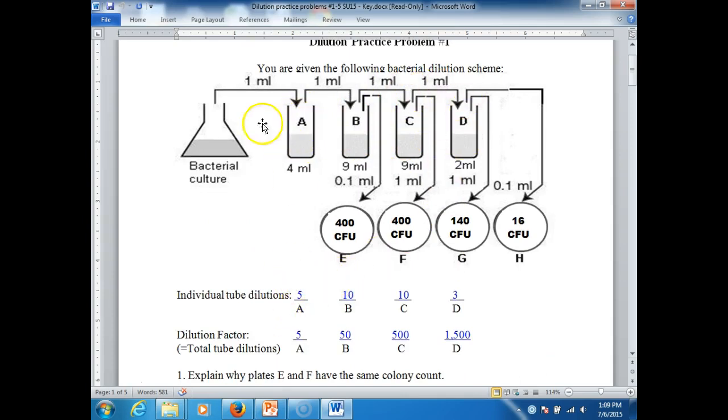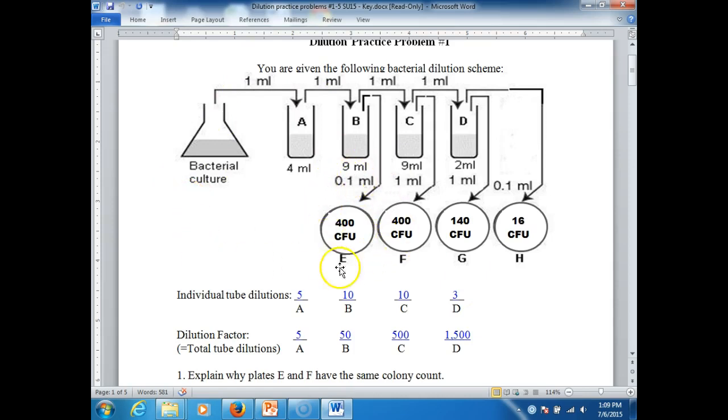So the first tube stays the same. There was nothing before it that we know a dilution factor for. So then we would do 5 times 10 would give us 50. You keep going down the line, right? 50 times 10 gives us 500. 500 times 3 gives us 1500. These are the important numbers that you need to know for when you're figuring out what your original concentration is.